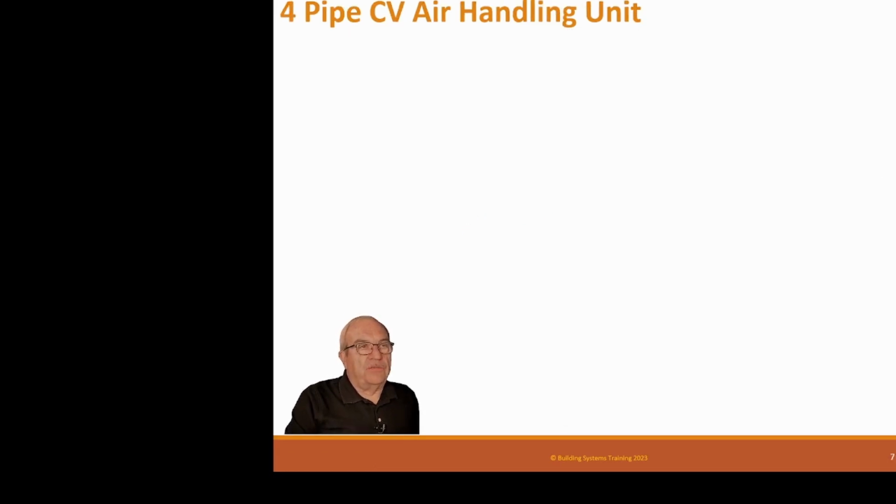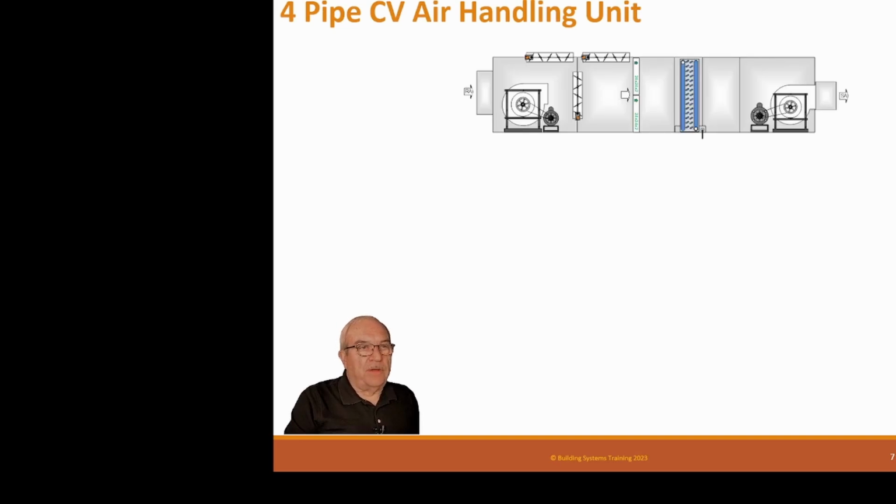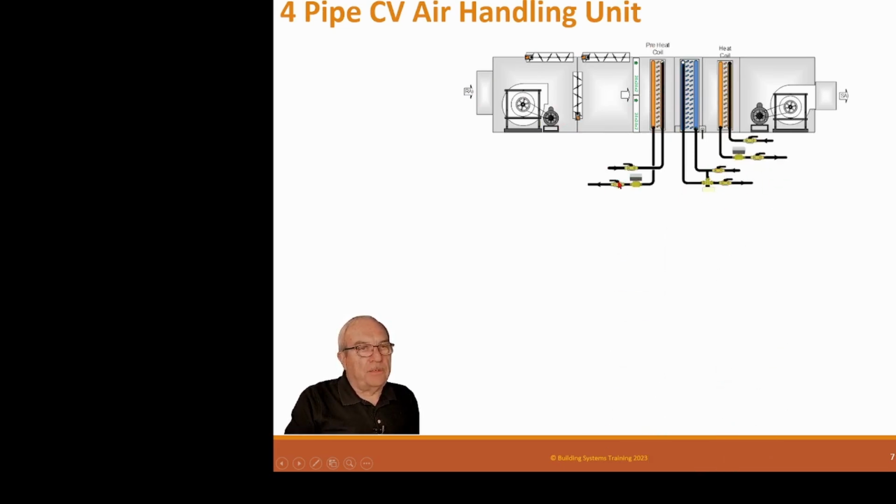Okay, so now this is a 4-pipe constant volume air handling unit. And you see this is similar to the other unit. There's a supply fan, return fan, economizer, dampers, filters, and a cooling coil. And on this one, since it's a 4-pipe, it has 2-pipe on the cooling coil, 2-pipe on the heating coil, and 2-pipe on a preheat coil. So, like I said before, the definition of 4-pipe is a minimum of 4-pipe. This one actually has 6 pipes, still called a 4-pipe unit.